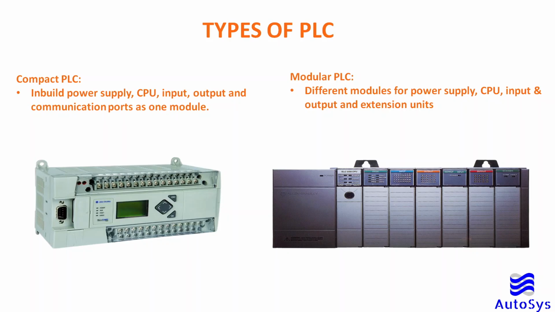This means the power supply module is separate, input is a separate module, CPU is a separate module, and you can keep on extending these modules so that the IO capacity of the PLC can be increased. So the basic difference between the modular and compact PLC is IO capacity and their structure. In a compact PLC you have fewer IOs, so we can use this compact PLC for a small application, whereas in a modular PLC you can keep on adding IO cards so that you can use this PLC for higher IO capacities.